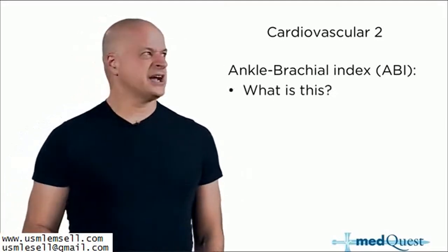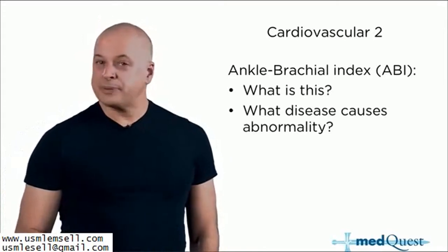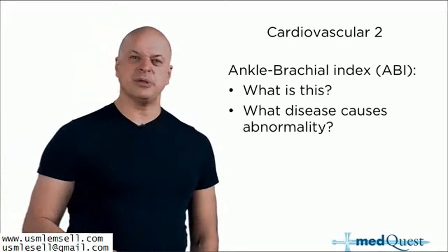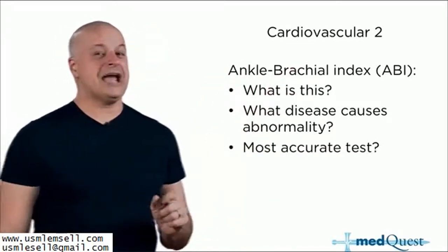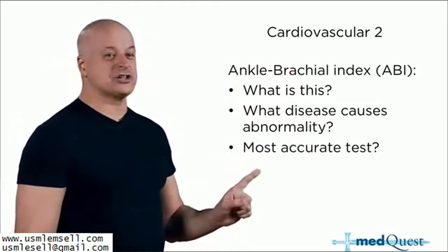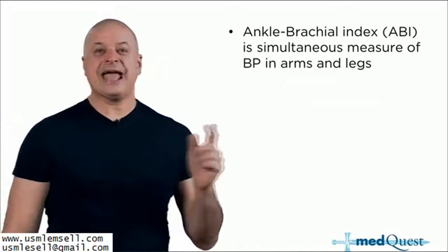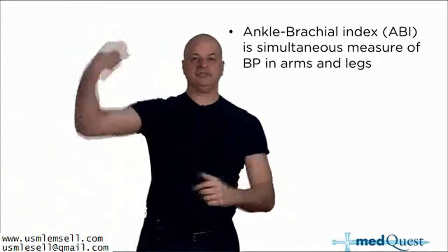Ankle brachial index. I think it has to do with the ankles and the brachials. Yes, it's a blood pressure test. What disease does it look for? It looks at the difference in the blood pressure between the ankles and the arms. The most accurate test of any vascular structure is always an angiogram, an arteriogram. The ankle brachial index measures the blood pressure difference between the arms and the ankles.